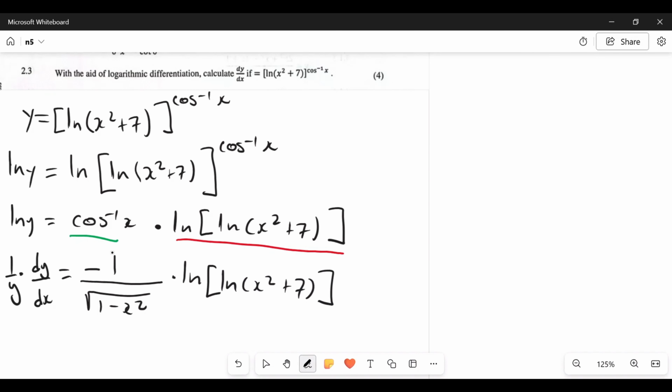Remember, product rule, we derive the first one, we leave the other one, then we say plus them. So this time around on the second term, we're going to leave arc cos x and then derive the ln.